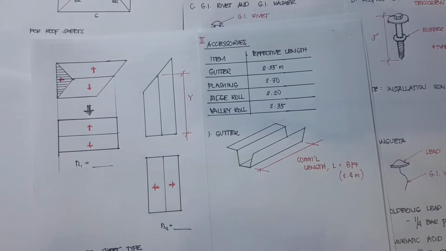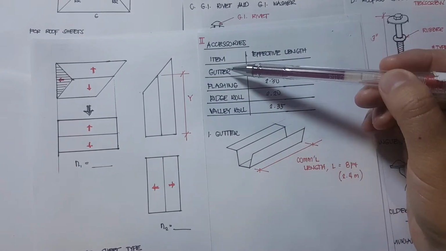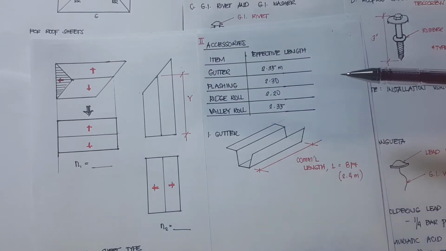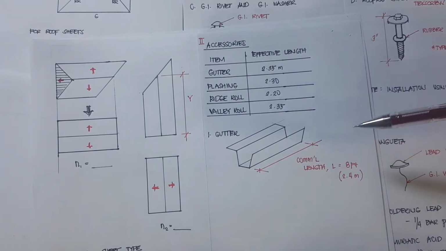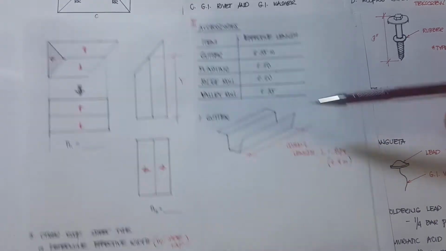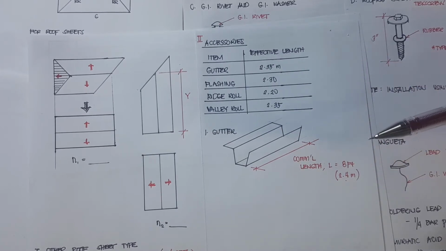Part 2, which is accessories, no? So we're already done with the GA sheet, so let's proceed with accessories. For the accessories, we have the gutter, the flashing, the ridge roll, and the valley roll. We have the commercial length of 2.4 meters, but for each of these items, we're going to use the effective length, no?